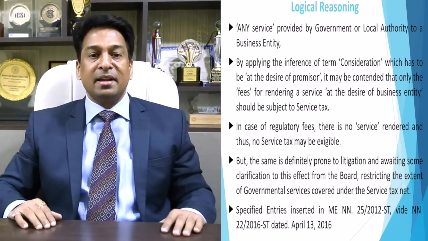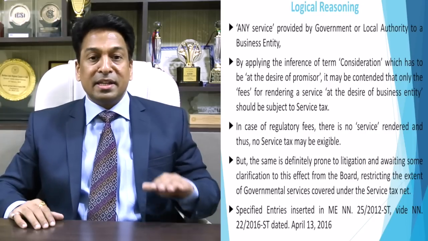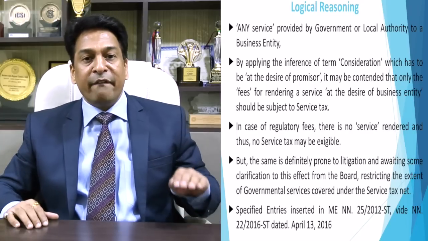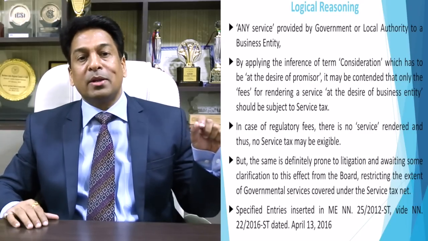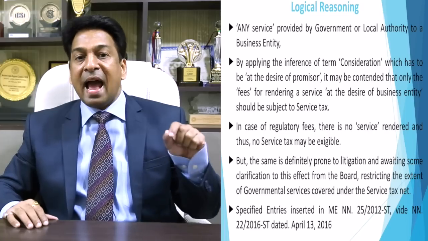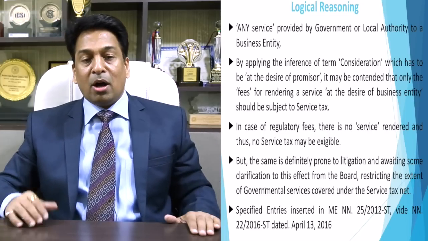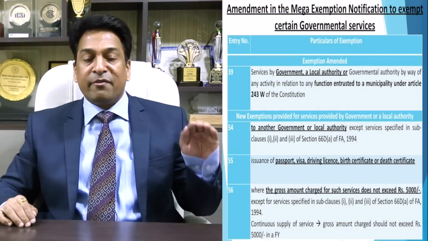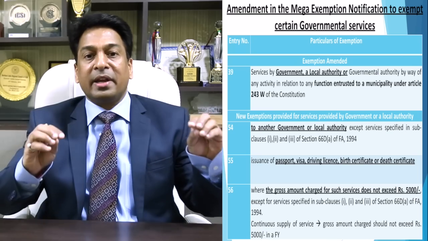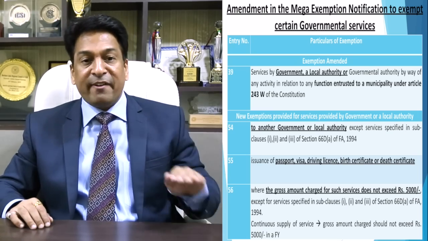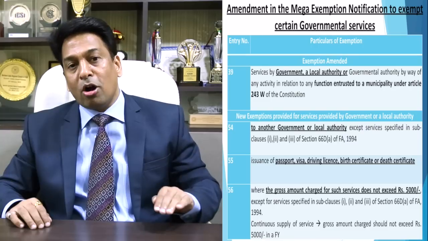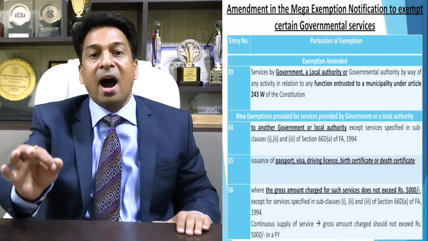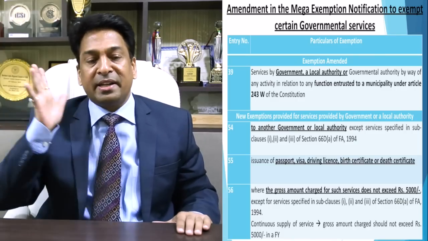Having said that, now the government has come out with new entries in mega exemption Notification 25/2012, which got amended by Notification 22/2016, 13th April 2016. Now entry 39 got amended, and entries 54 to 63 got inserted, specifying that these services provided by government or local authority will not be chargeable to service tax because these are exempted. What does entry 39 say?